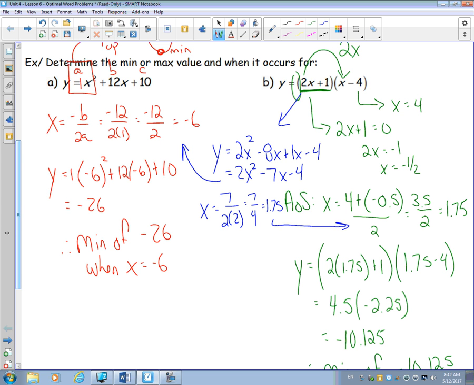So if you prefer, you can always FOIL, put it into standard form, and then just use negative b over 2a all the time. Some people like that way better. Some people like the zeros way better. Your choice. Two different ways of doing the same kind of problem. For our purposes today, our equations are basically in the standard form. So we're going to use negative b over 2a most of the time. Let's take a look at the first one.